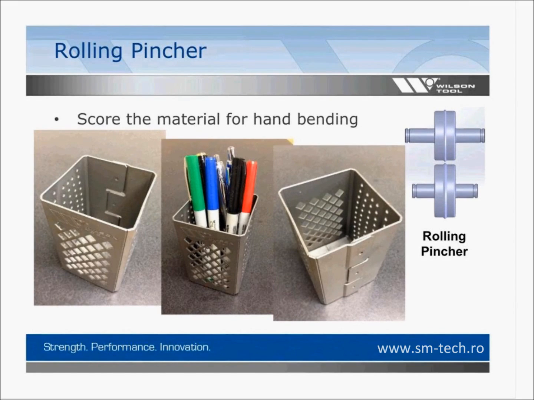Another application that we see used for the rolling pincher is to score the material. Instead of actually breaking the material or cutting it on that line, you see for this example that I show in these three pictures, the material was bent along those lines. It was just bent by hand. So when you score the material, it weakens it on that line and you can bend it. In this case, I've run two lines close to each other to make a 90-degree bend.